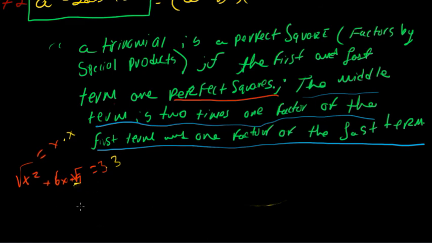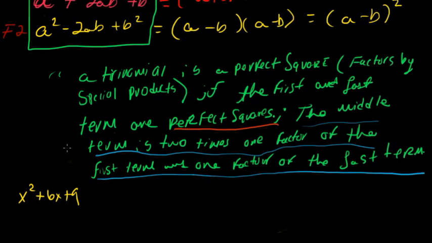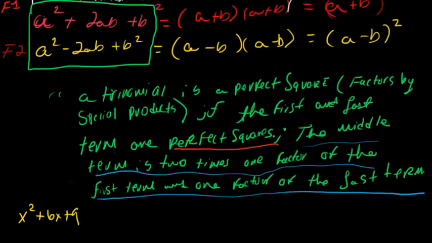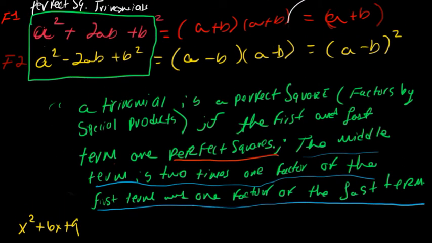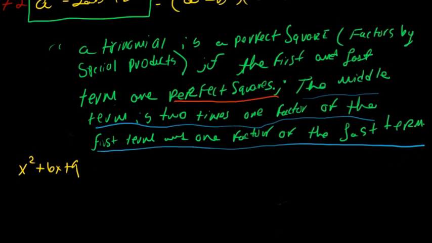Well, let's go ahead and actually factor this by the special case. So that was x squared plus 6x plus 9. Well, what does our formula say here? Since it's all positives, we're going to use our positive formula, which says we'll have a plus b times a plus b.